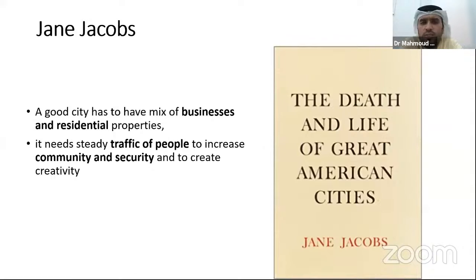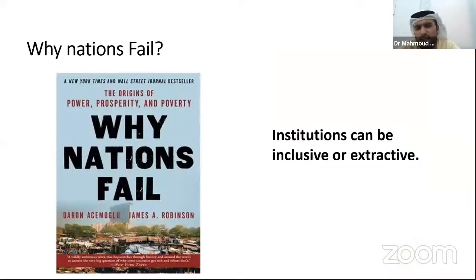Jane Jacobs said a good city should have a good mix of businesses and residential. It should be for people and businesses. It should be livable. It should be innovative. It should provide a sense of community. And this is the urban social sustainability side. Why do cities fail? Why do nations fail? A lot of cities and nations fail because they become more exclusive, more extractive, rather than inclusive. So if we want to be sustainable, we need to be inclusive, a city for all.